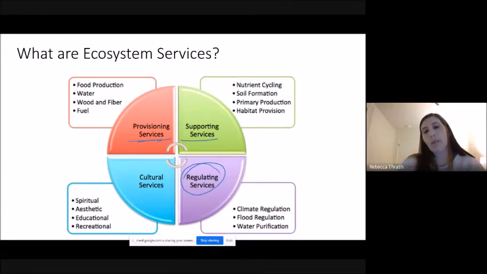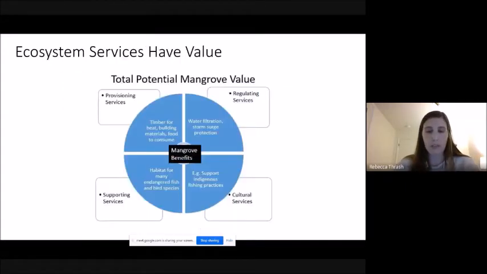So why should we take the time to sort of categorize these different ecosystem services? Well, one thing it can do is it can allow us to quantify the value that ecosystems have in an economic way. So here is a breakdown of mangrove swamps' value to humans. So mangroves give us timber for building, for heat, and food to consume. They help protect inland areas from storm surge, from hurricanes. It filters water. It also is a huge part of indigenous people's fishing practices. That would be a cultural service. And for supporting service, this is where many endangered fish and bird species go for refuge. So now we can kind of see exactly what it is that this ecosystem does.